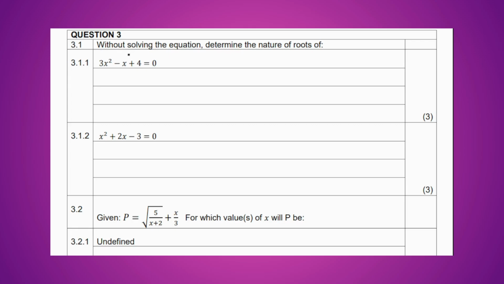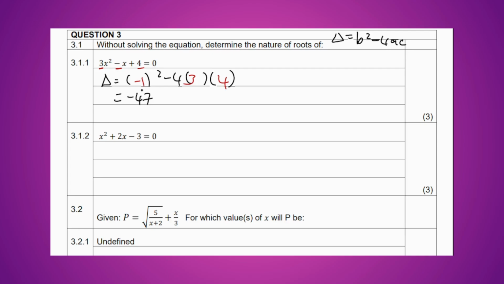Firstly, 3.1 is asking us without solving the equation, meaning you can't go find the roots and then describe them for me. You need to describe the nature of roots. So that's where you have to bring in your delta, which we should know is b squared minus 4ac. It's the part that's underneath the root in your quadratic formula, right? And then you go substitute. B is -1, A is 3, and C is 4. And then you should be getting -47.